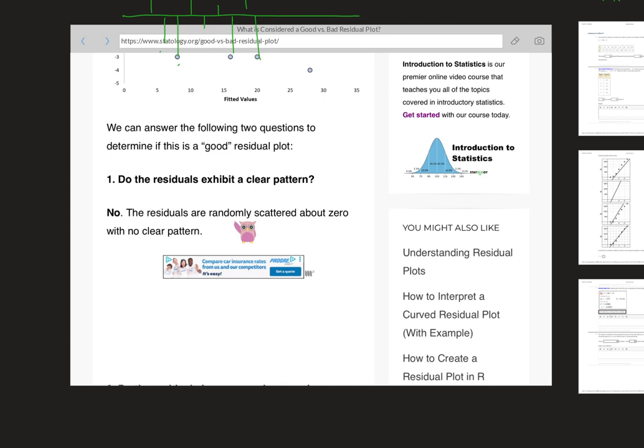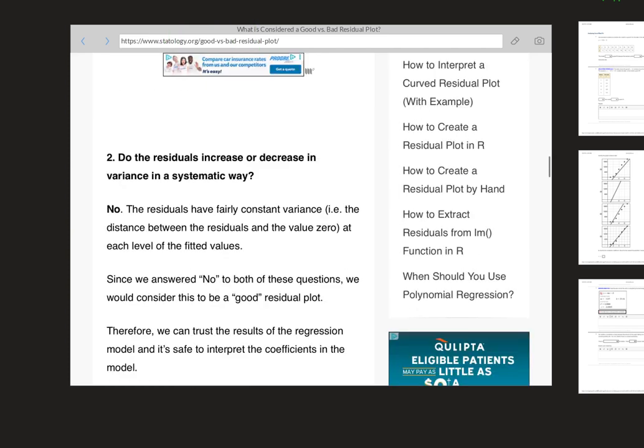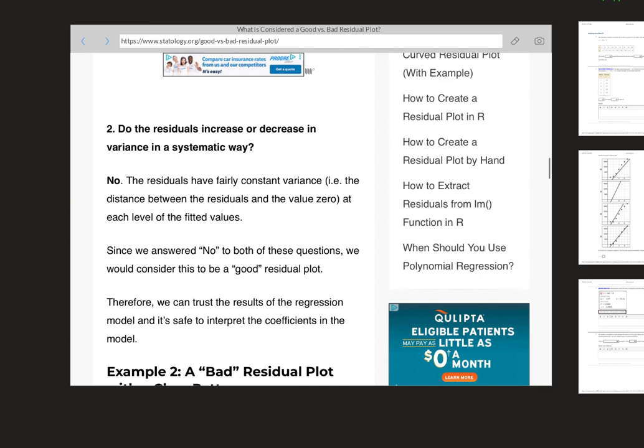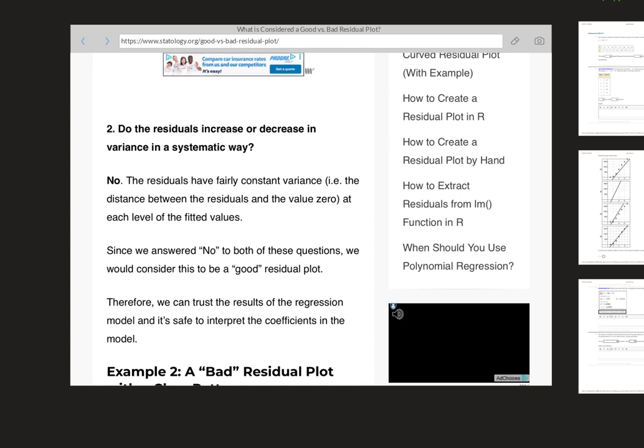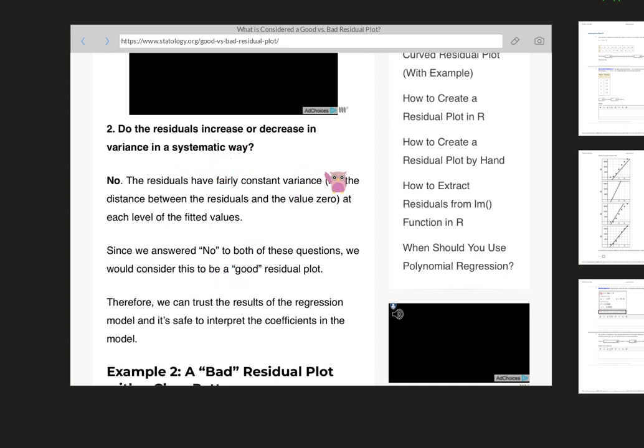No. They're randomly scattered about zero with no clear pattern. So that's one reason why we call it good. And then the other reason is, do they increase or decrease in a systematic way? And the answer is no. They have a fairly consistent variance, which means the distance between the residuals and zero. Like if they were all going up in a line, well, that would be increasing in a systematic way. If there was a curve, that would be a systematic way, right? So let's check out a bad one.